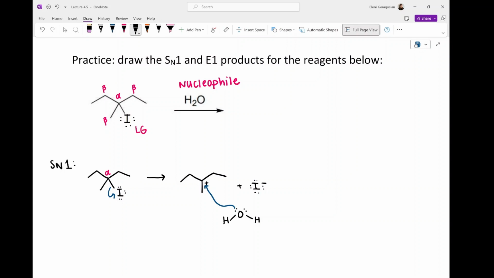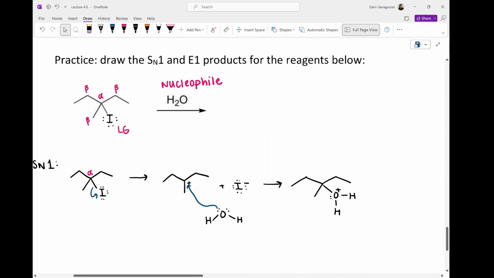So nucleophile bonds to the carbocation. We close the shell of that carbon. The oxygen to hydrogen bonds do not break in that step. They will break in a separate proton transfer step. So oxygen becomes positive since it is now sharing a pair of electrons.